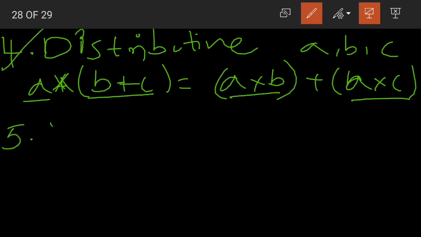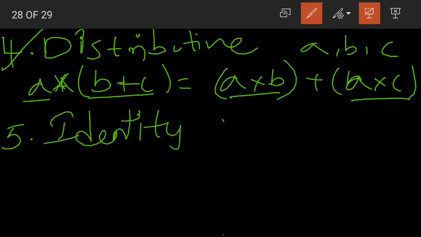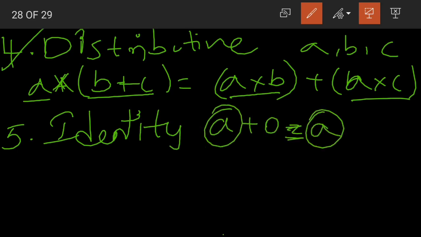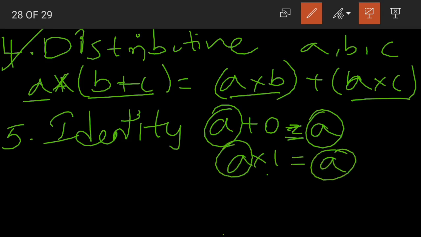The fifth one is identity property. What does identity property mean? When we add 0 to a number, we get the same number. There is no change in the identity of the number. So 0 is called the additive identity. And when we multiply a number with 1, we get the same number as the answer. Again here the identity of the number is not changed. So 1 is called the multiplicative identity.